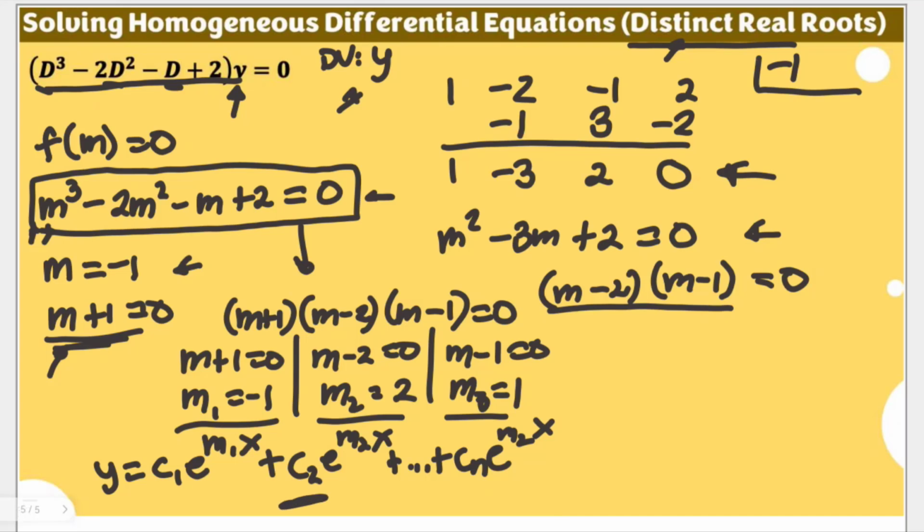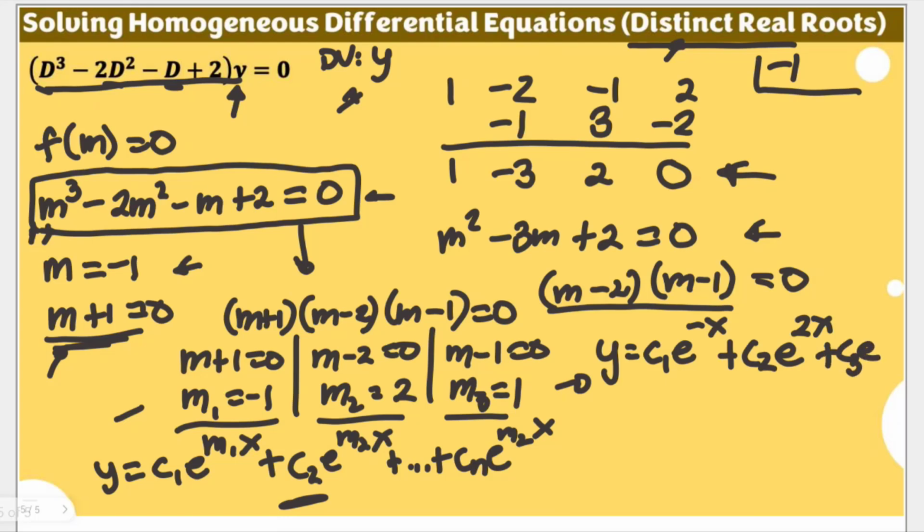So your solution here is in this manner. Y is equal to any c sub 1 that you can think of, e to the power of negative 1x. That's our first root here. Plus c sub 2 times e to the power of your second root, 2x. Then plus c sub 3 e to the power of your third root, 1x. This is the solution of the homogeneous differential equation using this process.